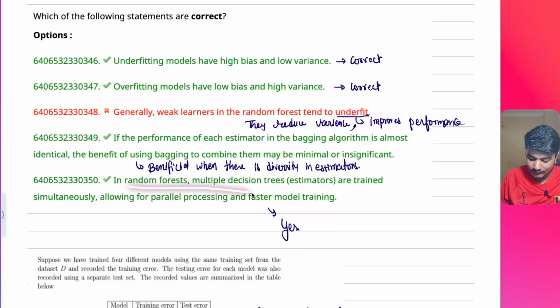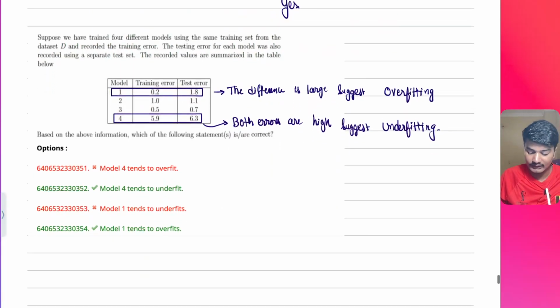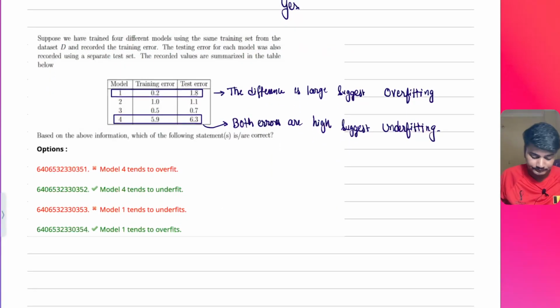Okay, in random forest, multiple decision trees are trained simultaneously, allowing for parallel processing and faster model training. Yes, because random forest is based on the bagging algorithm, and you know that bagging can run in parallel, right? It can do parallel processing, but boosting can't do parallel processing. So you have to remember this, and I have discussed these things in my lecture also.